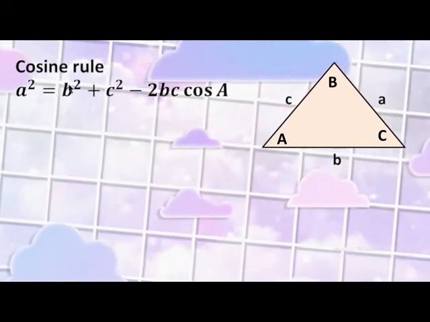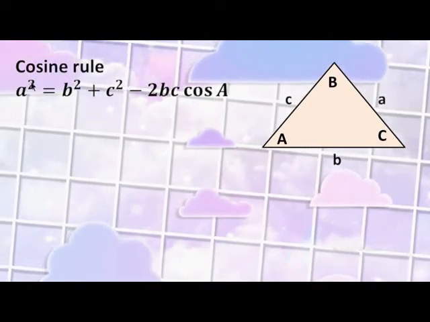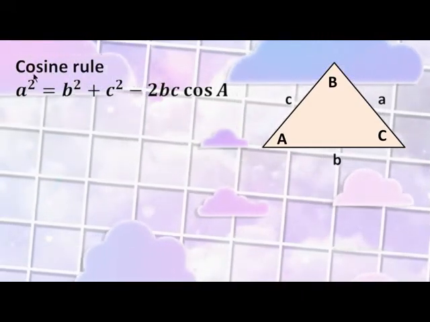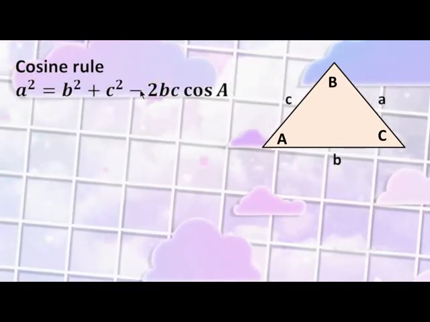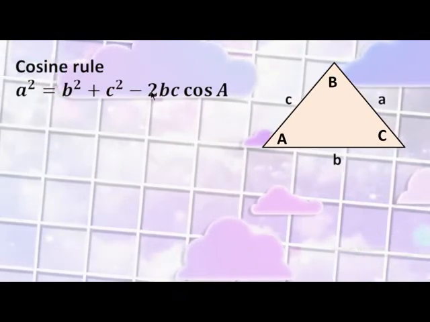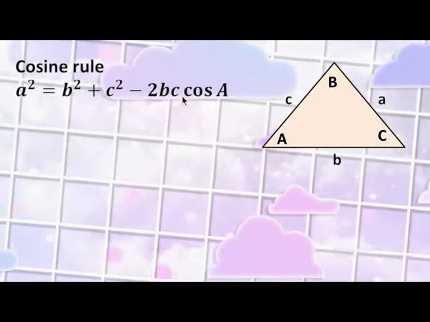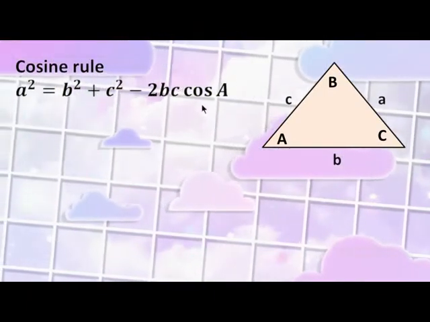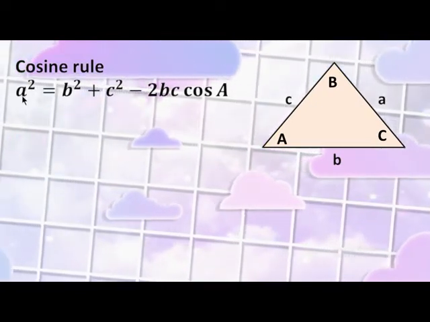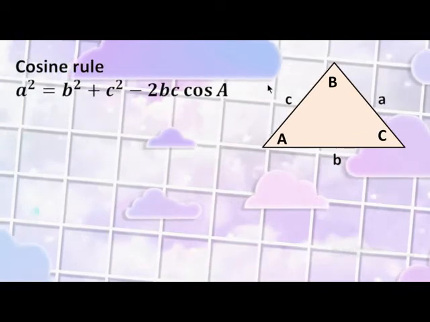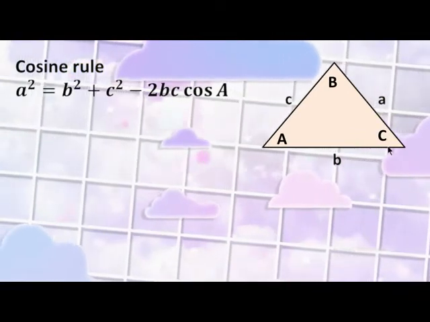So generally, the cosine rule is: the square of the side equals the total of the squares of the other sides, subtracted by 2 times both sides times cosine of the angle in front of the side that we are looking for. That's the cosine rule. So how to find side B?